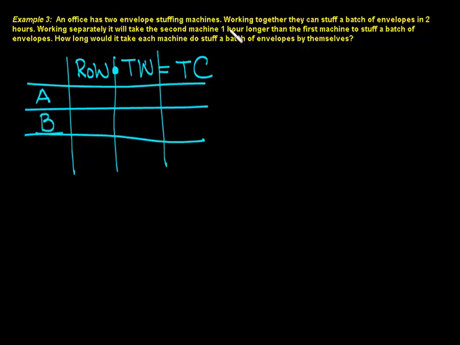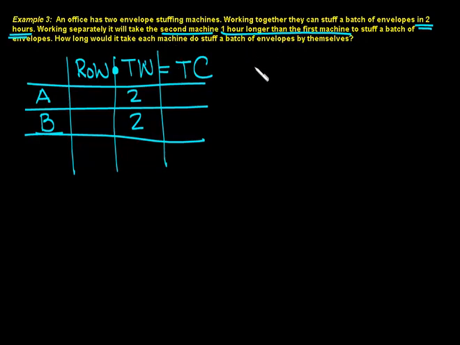An office has two envelope stuffing machines. Working together, they can stuff a batch of envelopes in 2 hours. If they work together, time working together is 2 hours. If they work together, they could finish the job in 2 hours. Working separately, it takes the second machine 1 hour longer than the first machine. Okay, so it takes the second machine 1 hour longer than the first machine to stuff the envelopes. How long would it take each machine to do the job?